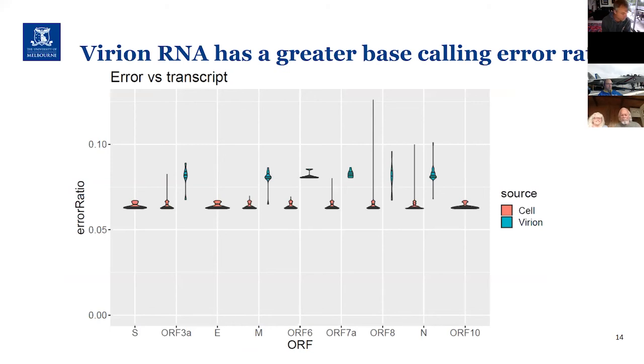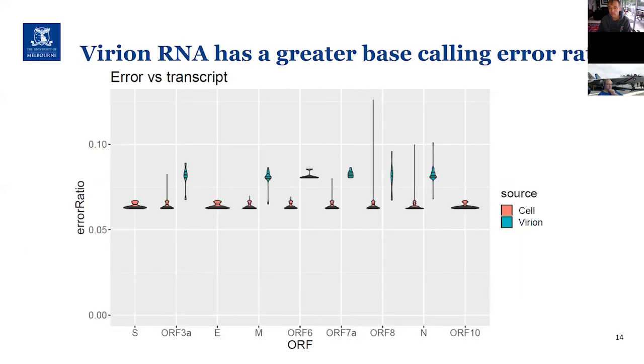So the other thing we saw was we looked at the base calling error rates from direct RNA sequencing data. And so this is just showing the distribution of all reads which belong to a particular cluster. And I guess the most striking thing to see here is that the Virion sample has a greater error rate than the cellular material. So we don't know yet, of course, whether that's because there's perhaps more RNA modifications on that sample. We could speculate that might be the case.